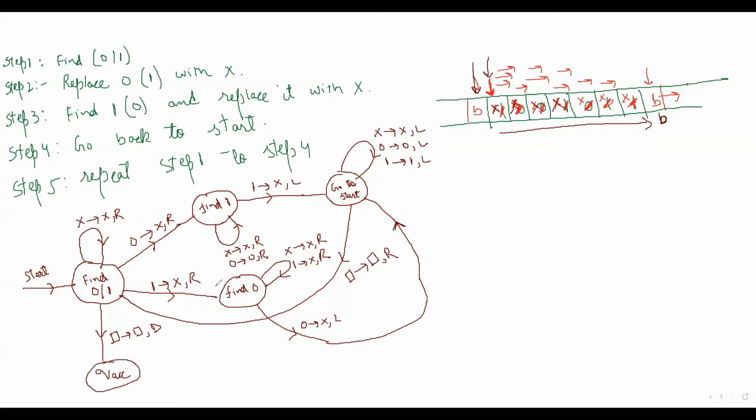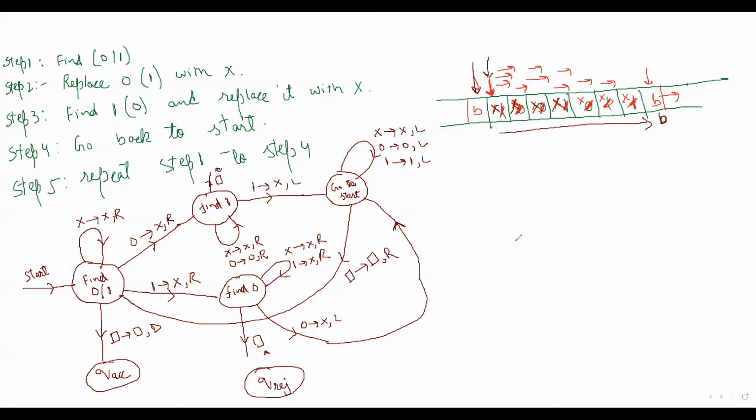Now whatever transitions are missing here, those transitions will lead to the reject state. So what are the transitions missing here? Can anyone say? Here we have one transition missing on blank. Here also there is one transition missing on blank. So both these transitions, this one and this one, will go to the Q reject state.